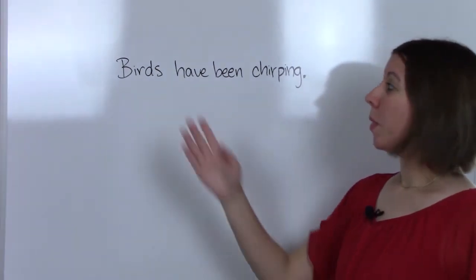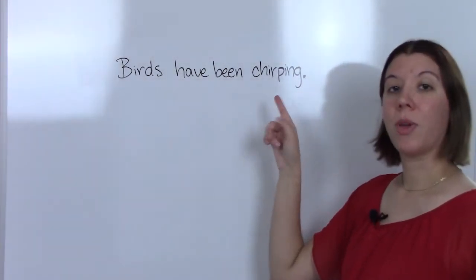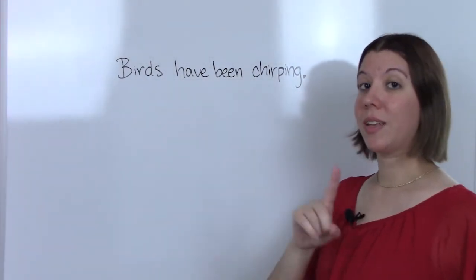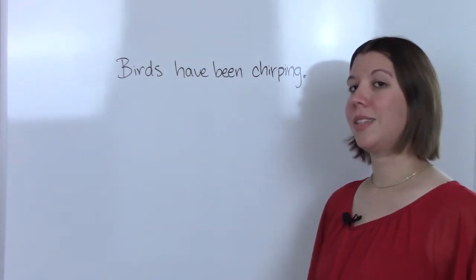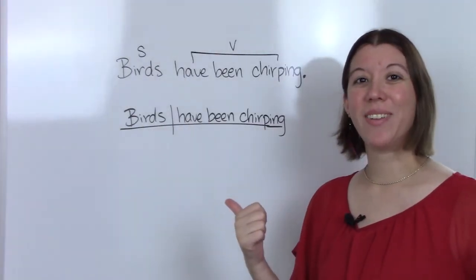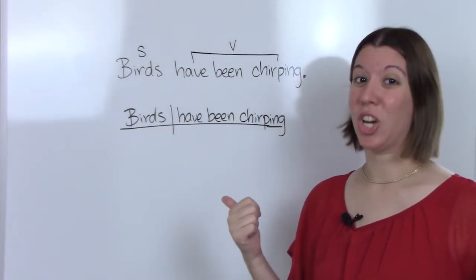Try this one. Birds have been chirping. Start by finding and then marking subject and verb. You've got 4 words in this sentence. What are you going to do? All right, check it out. Are you close to mine? You starting to get it?